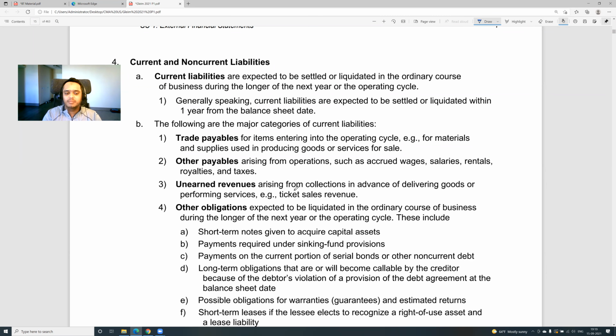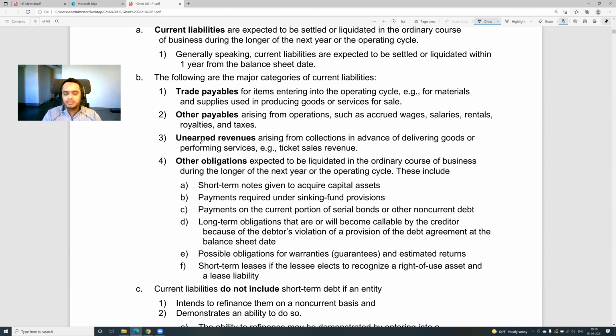Now, following other major categories of current liabilities, what are there? Trade payables, other payables, unearned revenues, other obligations. Trade payables is something you bought and said that I'll pay you after 60 days, or after 30 days. That's a trade payable. Other payables are wages, salaries, rentals, royalties, taxes. That's also payables, liabilities.